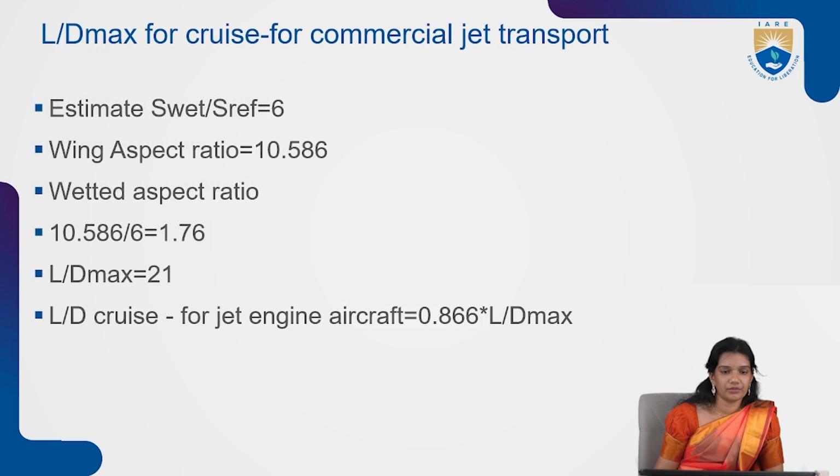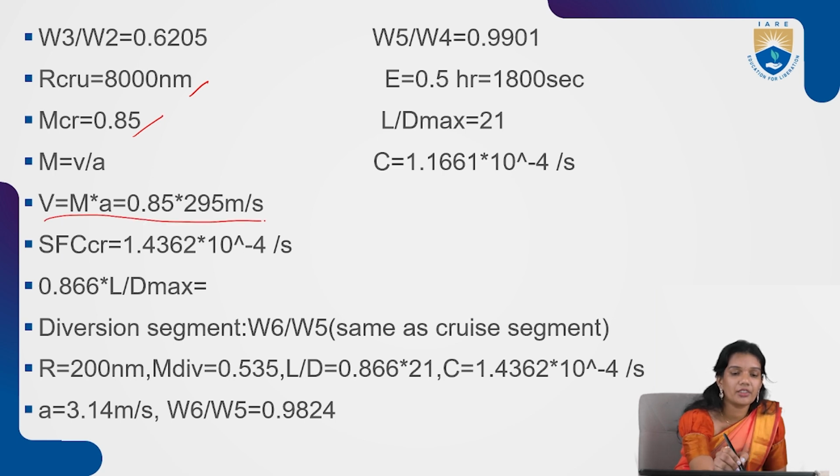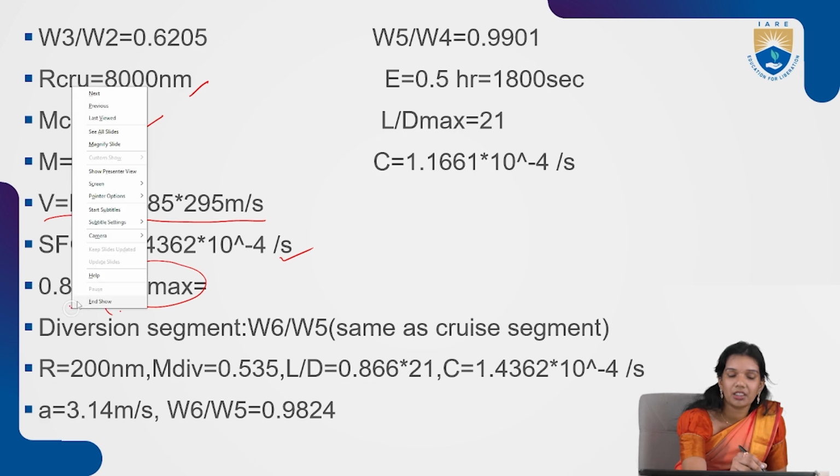So let us calculate first. 3 by 2: I know the cruise range is given as 8,000, so convert nautical miles into feet. Then the cruise Mach number for the cruise is given as 0.85. From there I can find out the velocity, right? Specific fuel consumption is already mentioned. Therefore, all I have to find out is only L by D max, right? Because for a jet it is 0.866 into L by D max.